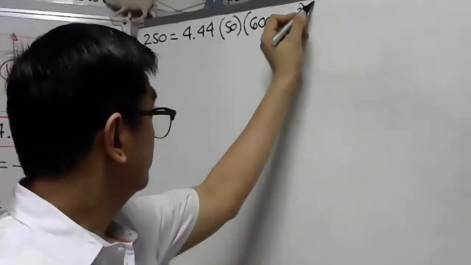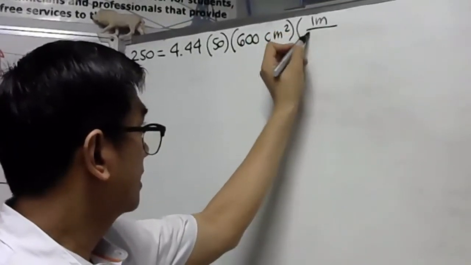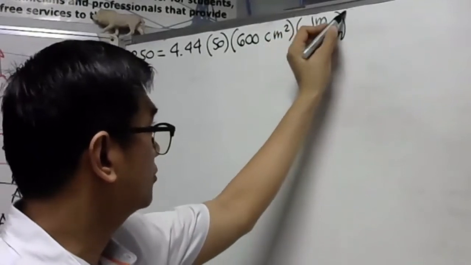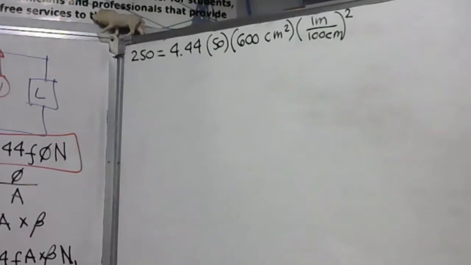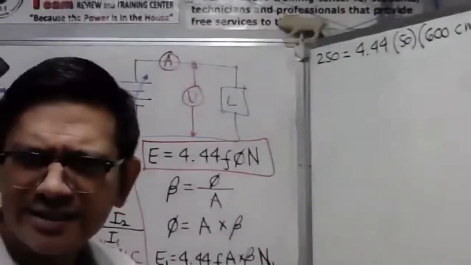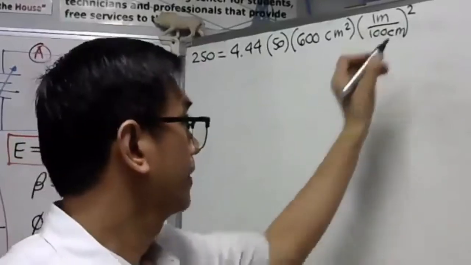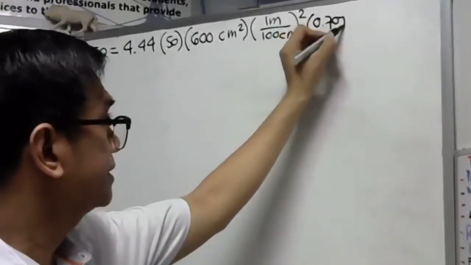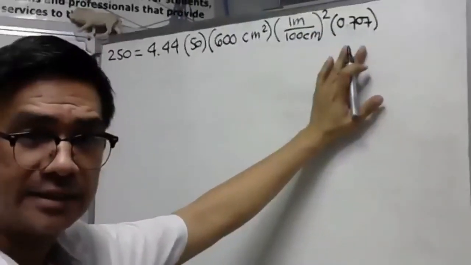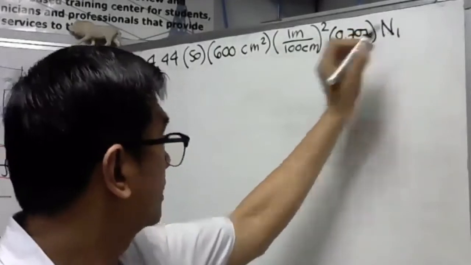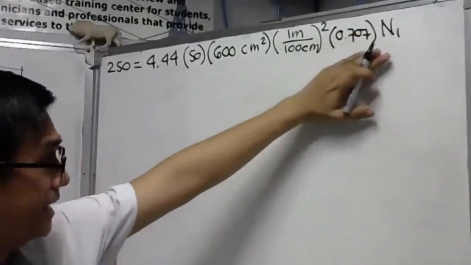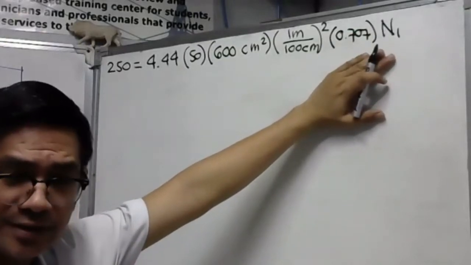So let us do some conversion here. In 1 meter, there are 100 centimeters. Then we have to square this also because this is square. So that is for the area, times the flux density. What is the flux density? 0.707. Remember that the unit is in Tesla. 0.707 Tesla. Then we have here our N sub 1. You will see here that the only unknown is N sub 1. This is very easy in our calculator. Just use the shift solve.